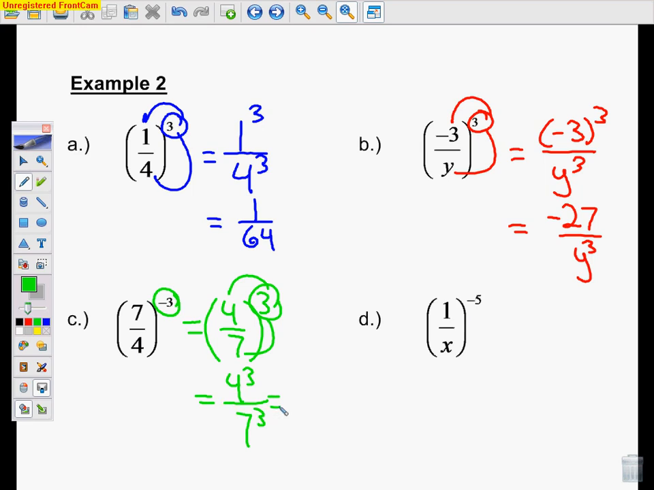We know 4 to the 3rd is 64, and 7 to the 3rd is 343. All right. Last one on this page. Here we have an exponent of negative 5. Once again, I don't really suggest taking a negative exponent and distributing it into a quotient. So we're going to take the reciprocal so we can make it positive. The reciprocal of 1 over x is x over 1. But technically, x over 1 simplifies to what? Well, that's just x. X to the 5th. And x to the 5th is x to the 5th. Okay? Great. Let's move on.